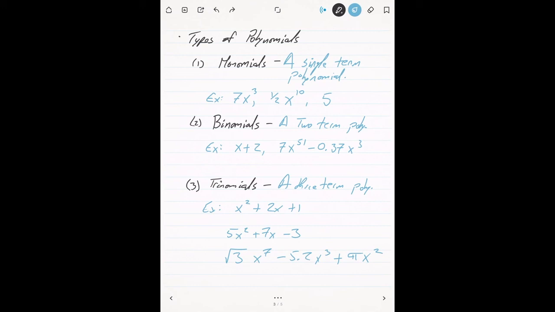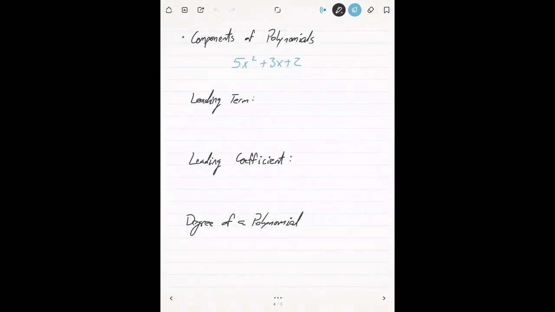However, we don't always just describe polynomials by the number of terms that there are. We also describe them by their different characteristics. What I'd like to do now is take a look at an example of a polynomial and identify some key components to the polynomial, go over some vocab terms that we'll use. For example, look at this polynomial here: 5x squared plus 3x plus 2. This is a trinomial, but we have other ways of describing it in more detail.